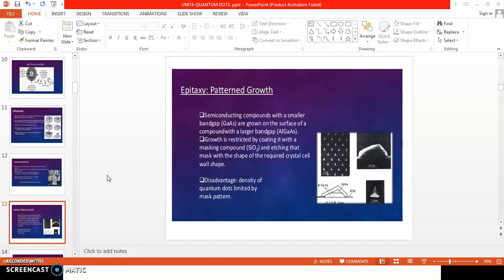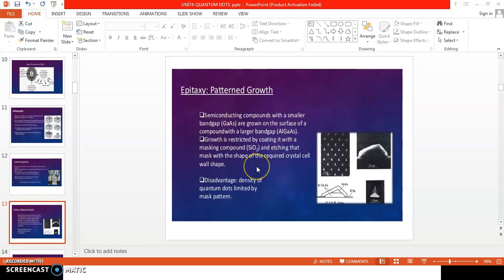So the next method is the epitaxy method. We also call it the pattern growth method. In this method, semiconducting compounds with smaller band gaps are grown on the surface of the compound with larger band gaps.